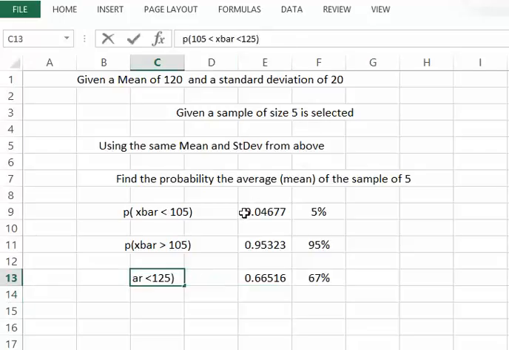Okay, so exactly like the other probabilities, except now we're talking about a sample size of 5 rather than a sample size of only one person. And that makes all the difference in the world, and it changes our probability substantially.